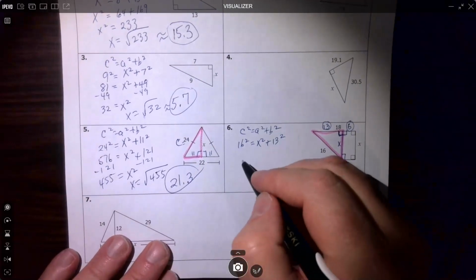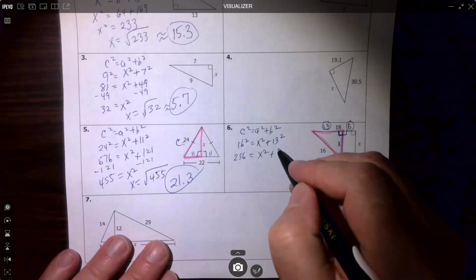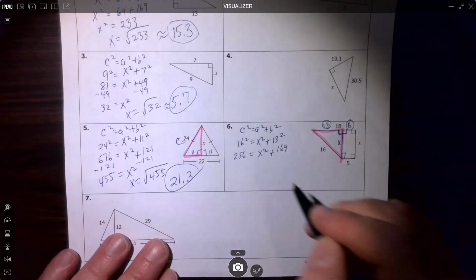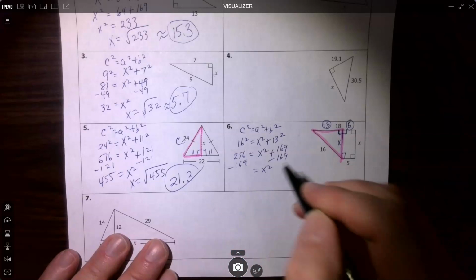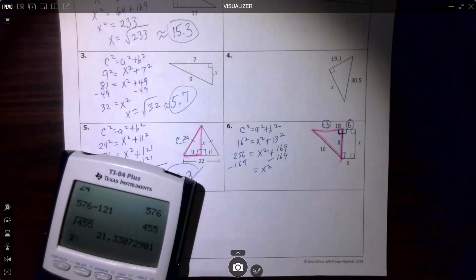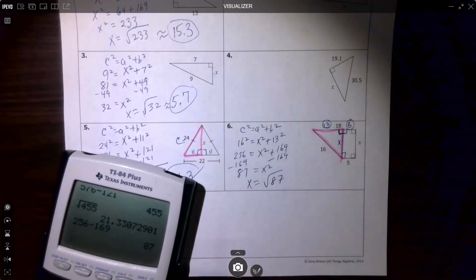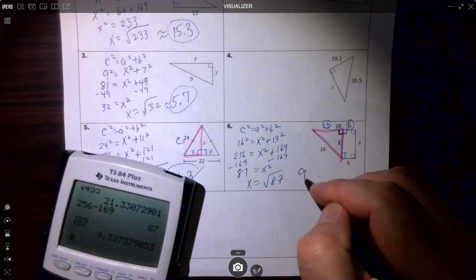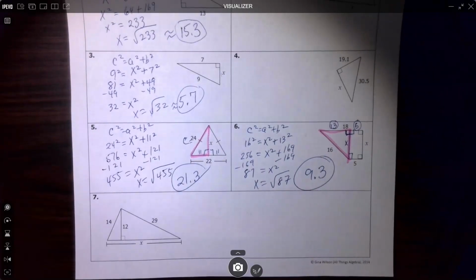So 16 squared is 256. x squared plus 13 squared is 169. Subtract that. x squared equals 256 minus 169, which is 87. So x is equal to the square root of that, which is 9.3, rounded to one decimal place.